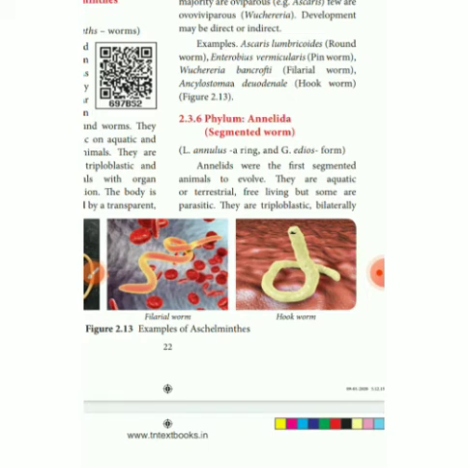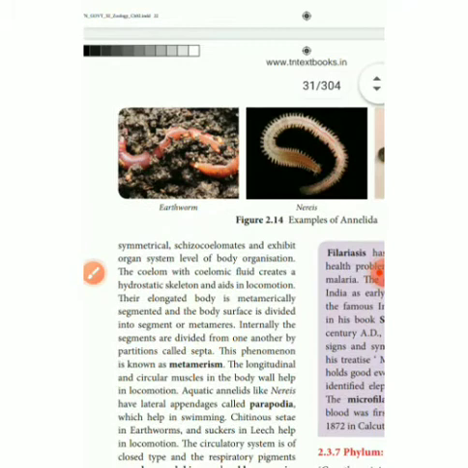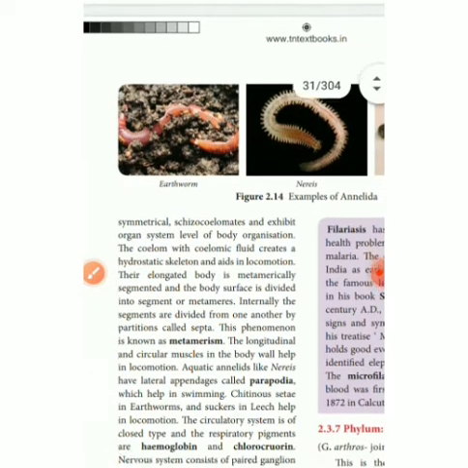They are aquatic or terrestrial. They are free living, but some are parasitic in nature. They are triploblastic and bilaterally symmetrical, and schizocoelomates exhibit organ system level of body organization.